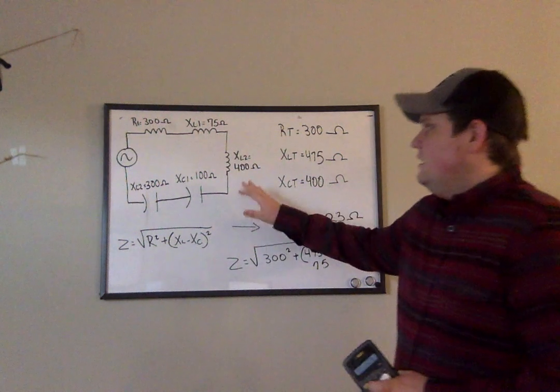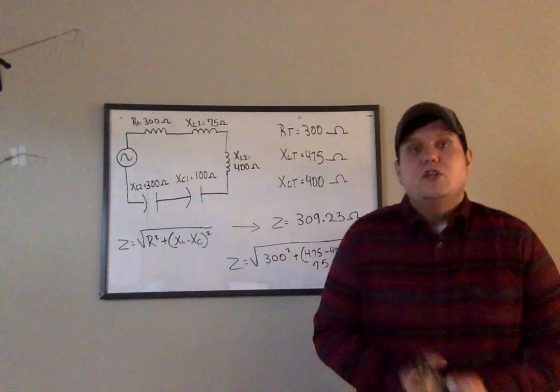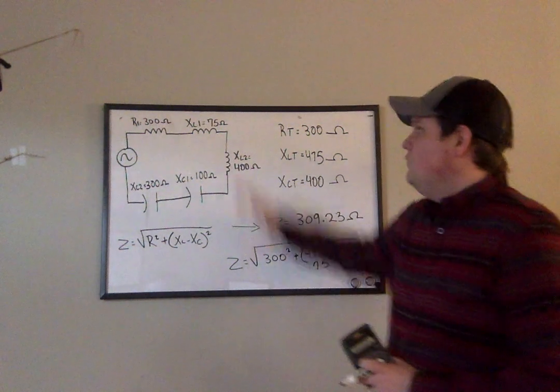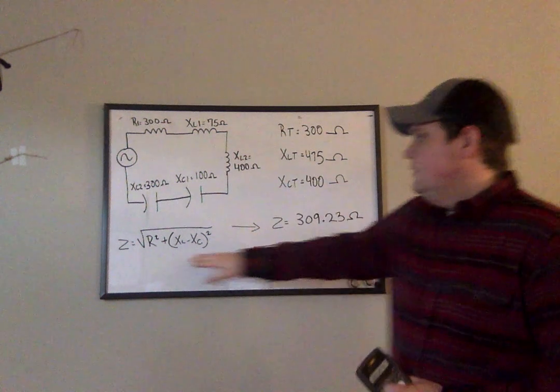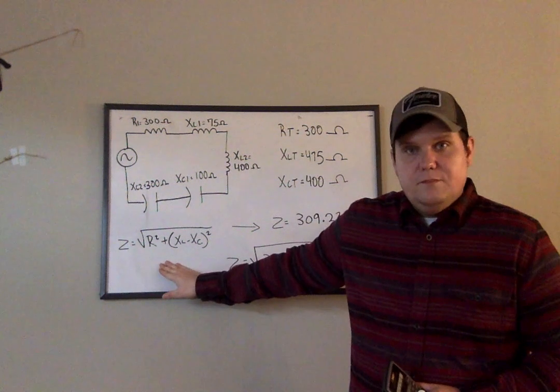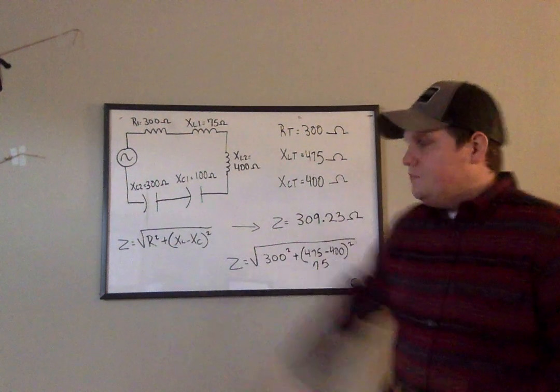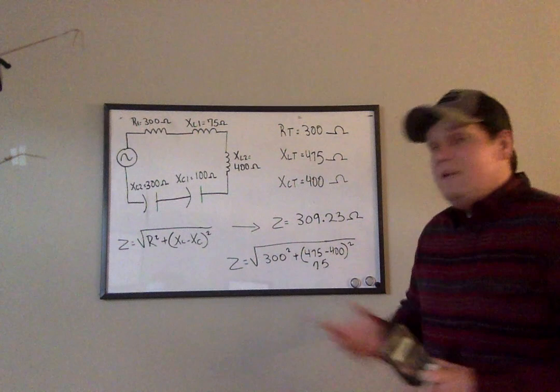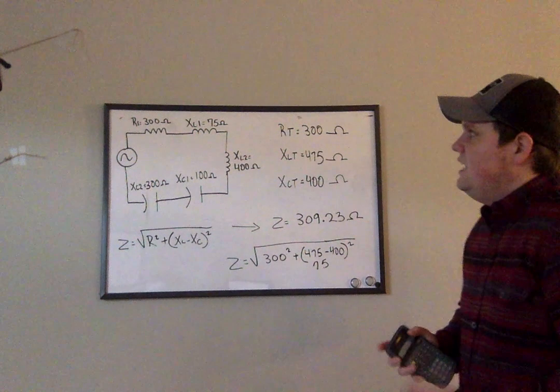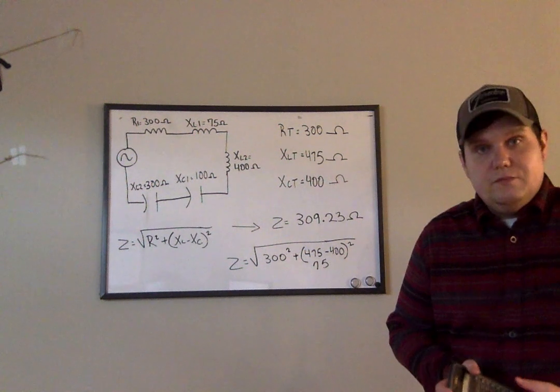Doesn't matter if I had 10 components in here. You're always just going to combine all of your likes, get your individual totals, and then plug it into your formula. Okay? All right. So, with that being said, let's go ahead and give this a current.